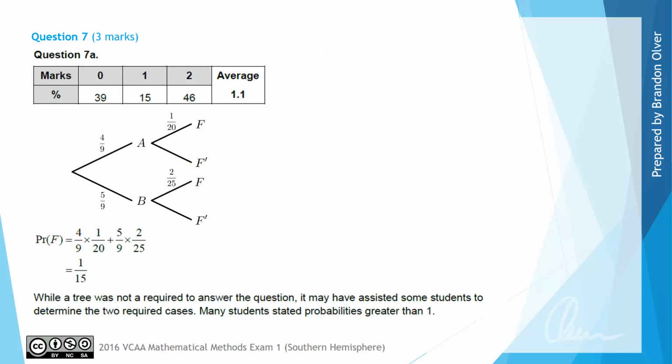From the examiner's report, we can see that 46% of students got full marks for this, so it was reasonably well done. The solution that they presented uses a tree diagram, which stores all the same information that we did on the previous slide, but just as probabilities. They've stated that while a tree diagram was not required, it may have assisted some students to determine the 2 required cases. Many students stated probabilities that are greater than 1, and a quick reminder that it's not possible to have a probability that's greater than 1, so if you got an answer like that, it's worth checking to see where you might have gone wrong.